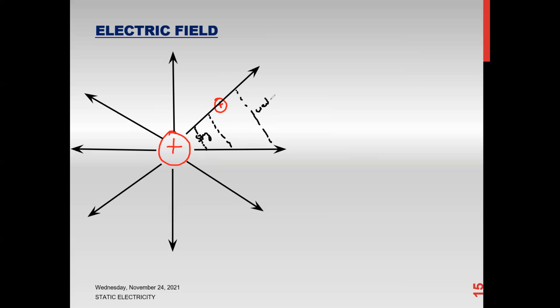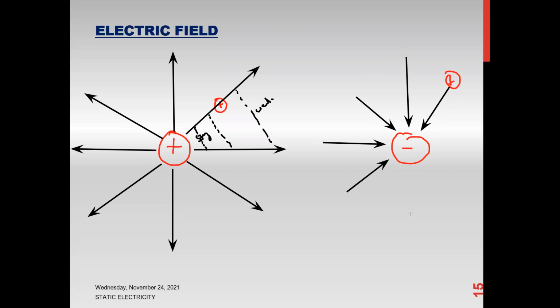Whereas this point it is a weak electric field. And the direction of the electric field is always the direction in which a positive charge experiences the force. So if we have a negative charge, and we bring a small positive charge closer, what happens? This positive charge is attracted. So what is the direction of the electric field? The direction of the electric field is into the charge.